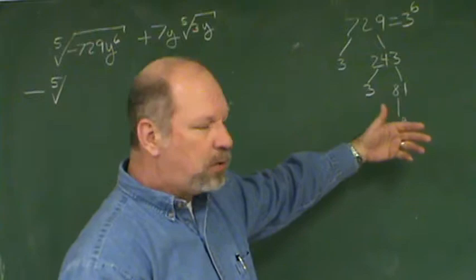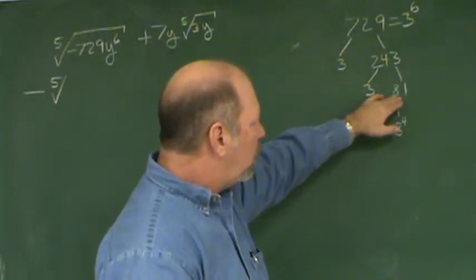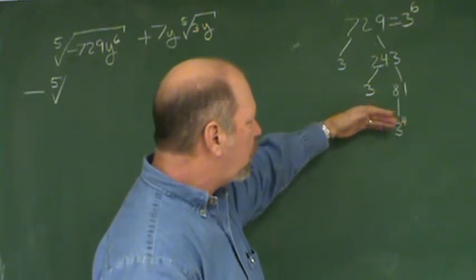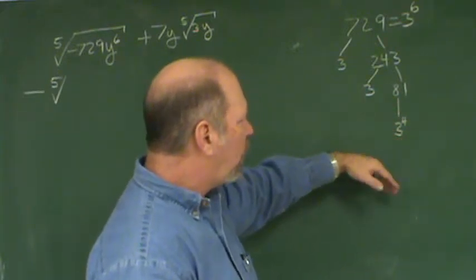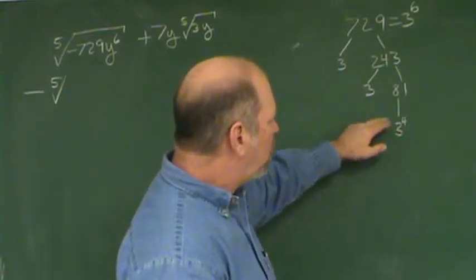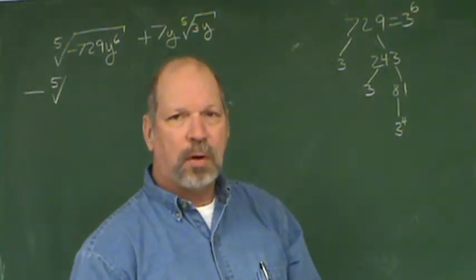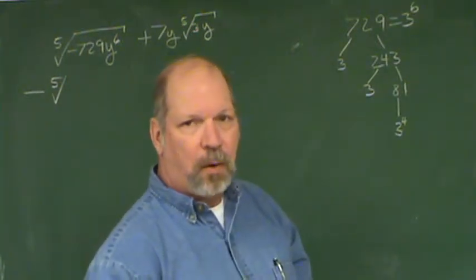If you don't recognize 243, you keep going. You can divide it by 3. And 81, hopefully you recognize 81 as being 3 to the 4th. No matter, we wind up with 1, 2, and then 4 more. 2 and 4 gives you 6. The prime factorization of 729 is 3 to the 6th power.